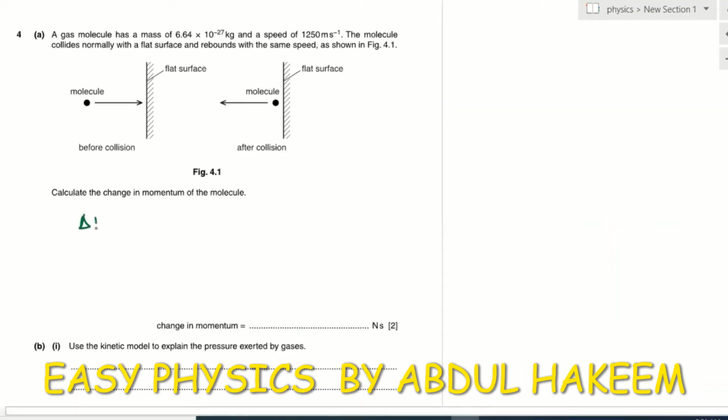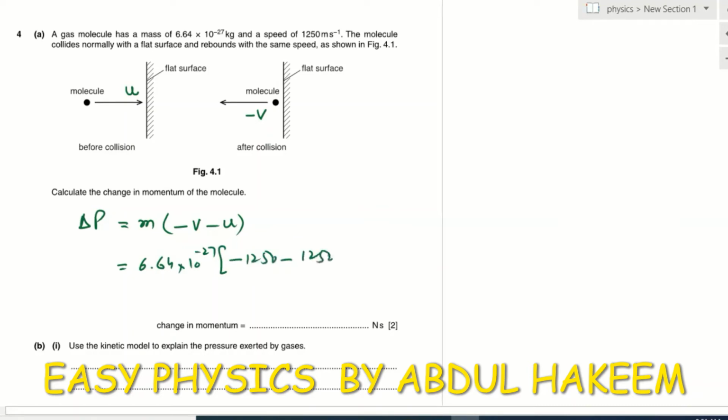The change of momentum is equal to mass times change of velocity. If this is the initial speed, this is the final speed but in the opposite direction. Velocity has direction, it's a vector. So we will write mass times (−v − u). The mass is 6.64 × 10^-27. The final velocity is −1250 and the initial is 1250. So the answer is approximately 1.66 × 10^-23.